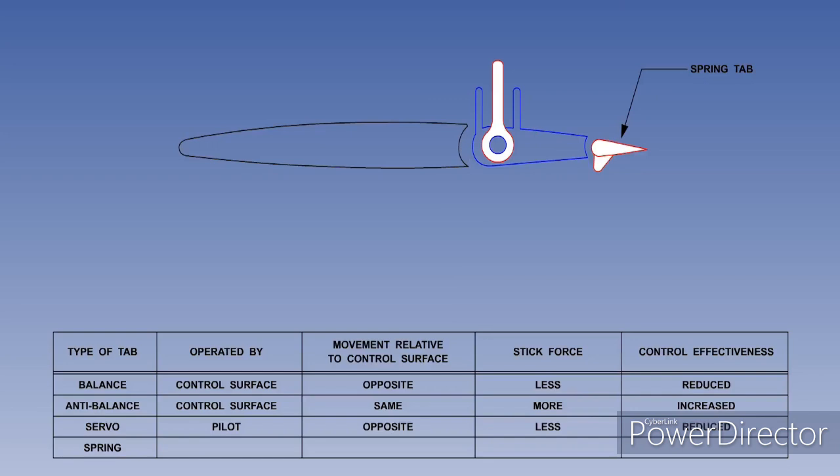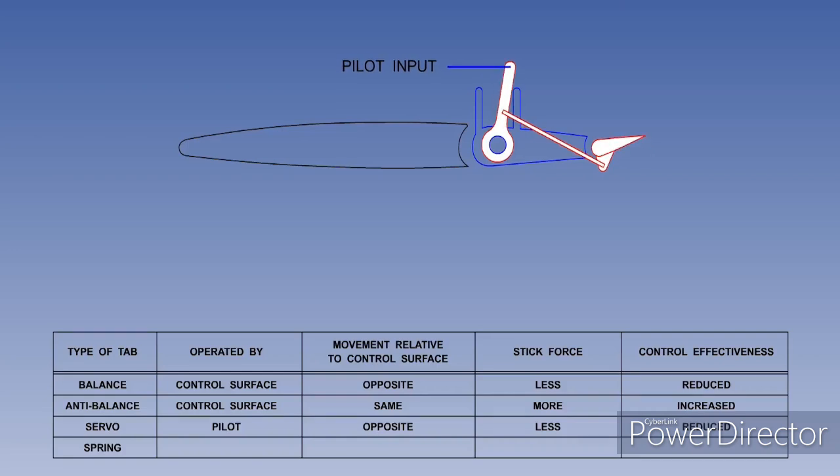To overcome the reduced effectiveness of the servo tab at low IAS, a spring tab can be fitted, the fourth type of tab. The horn is merely pivoted on the control surface and is free to rotate. The pilot input directly moves the horn. The link is connected from the horn to the spring tab.